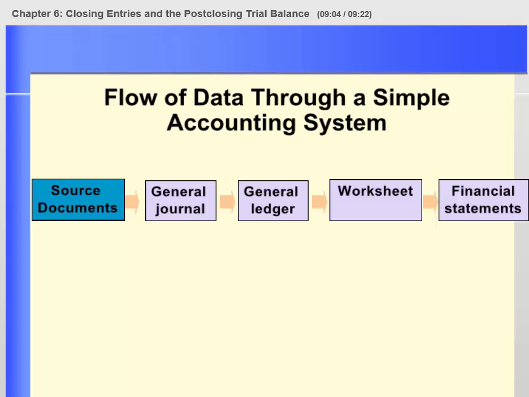After studying the accounting cycle of Wells Consulting Services, you should have an understanding of how data flows through a simple accounting system for a small business. Review the flow and make certain that you are comfortable with the documents and reports.